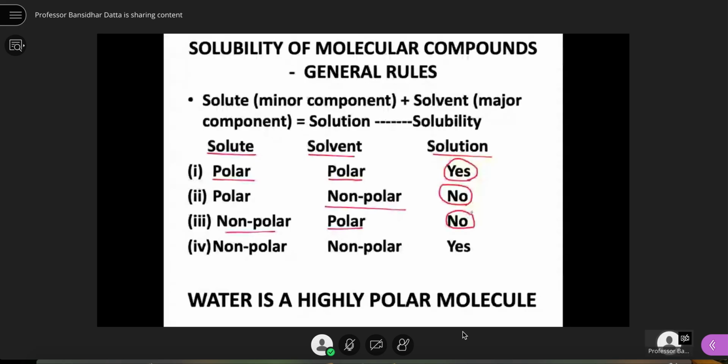If you have a non-polar solute and a non-polar solvent, then yes.